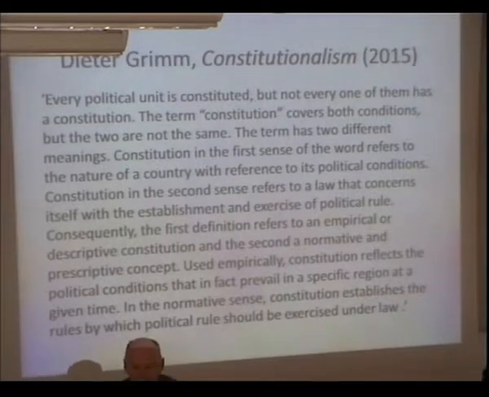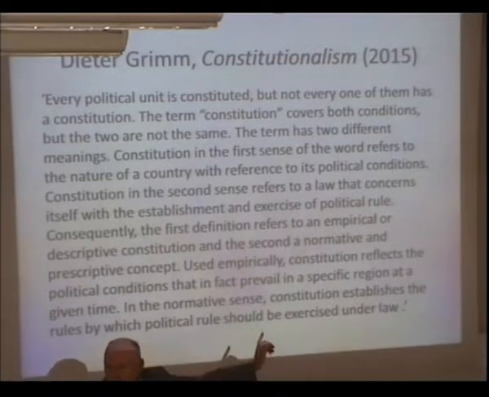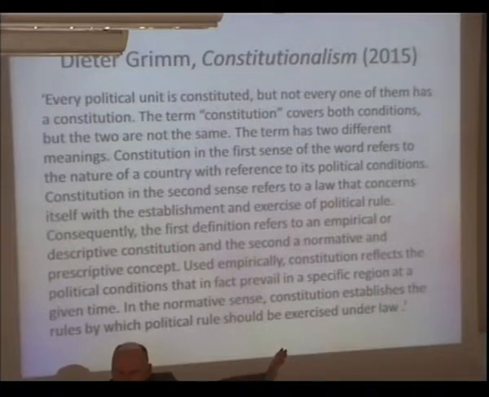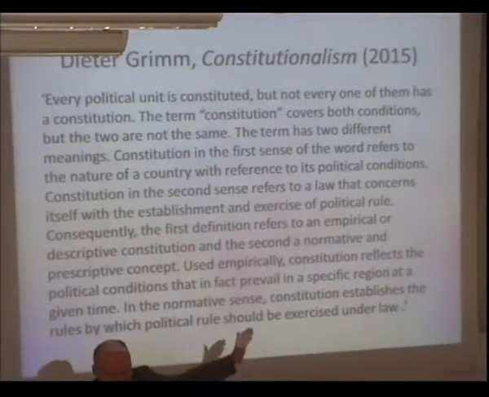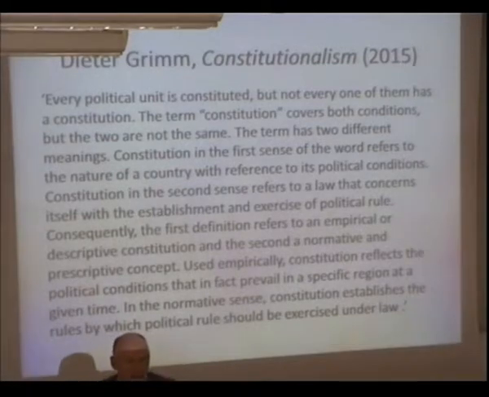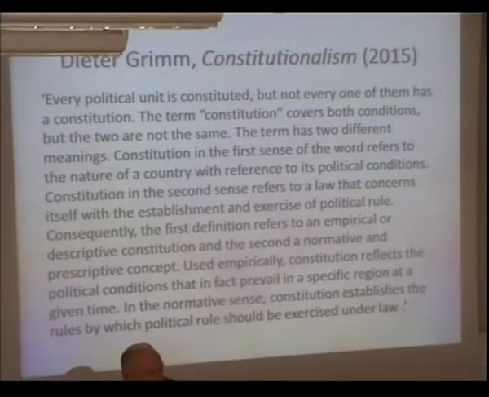Let me start with a long quotation from Dieter Grimm. Dieter Grimm is a professor of public law at Humboldt University in Berlin. He is a former justice of the Federal Constitutional Court, the Bundesverfassungsgericht in Germany, and just last year he produced an English translation of many of his essays on constitutionalism, and here he writes a general statement about constitutions. Every political unit is constituted, but not every unit has a constitution.